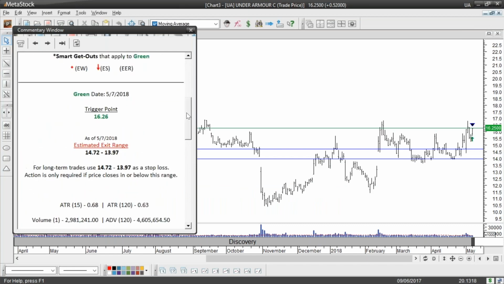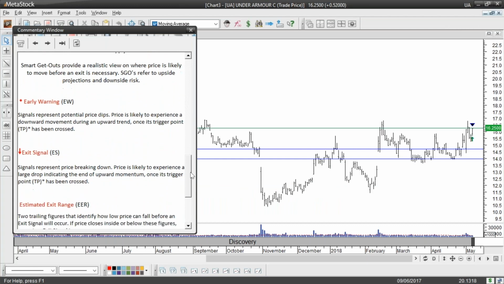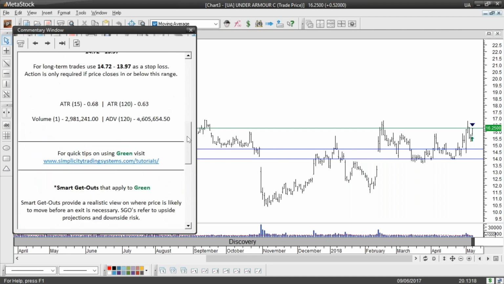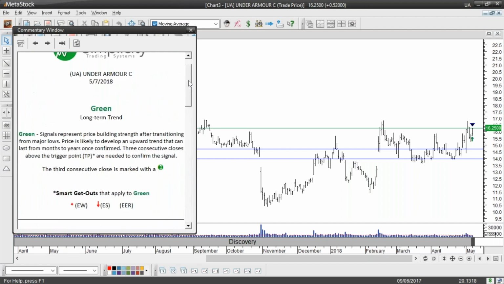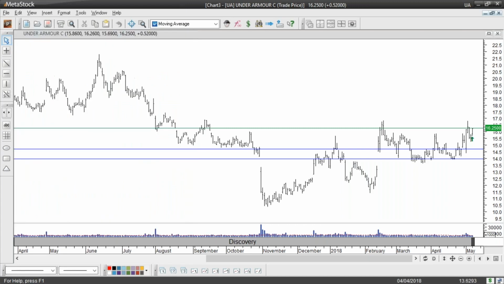If you have questions on other portions of the things that we represent, you can just scroll down here and you can read very simply what all the symbols that might pop up on your screen mean. This is why I said before that Metastock's commentary is second to none. But right now, we have everything that we need to place this trade.